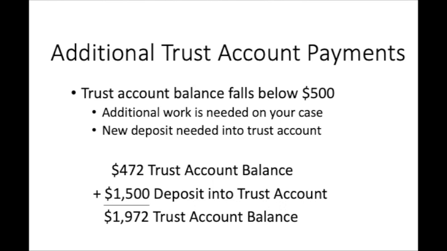In this example, your trust account balance is $472, but there's still what we estimate to be $1,500 of work that's needed. So what we would require is an additional deposit into your trust account of $1,500, leaving your balance at $1,972 in your trust account. This $1,972 is our best estimate of what it's going to take to finish your case, to either go to trial or to finish your case based on where it's currently at. So in this example, there's $1,972 left in your trust account.